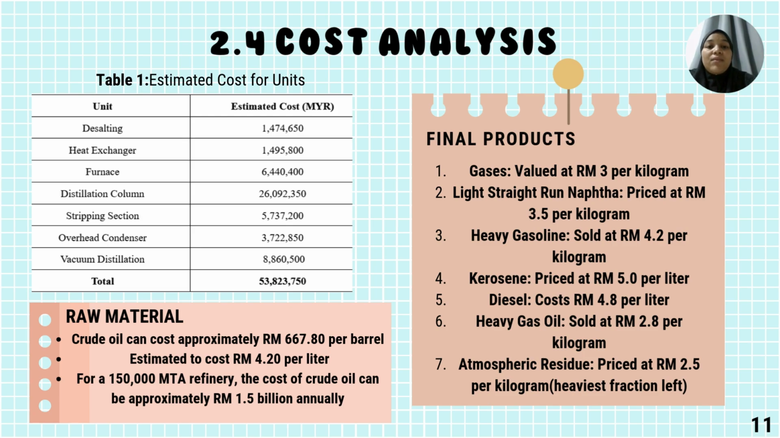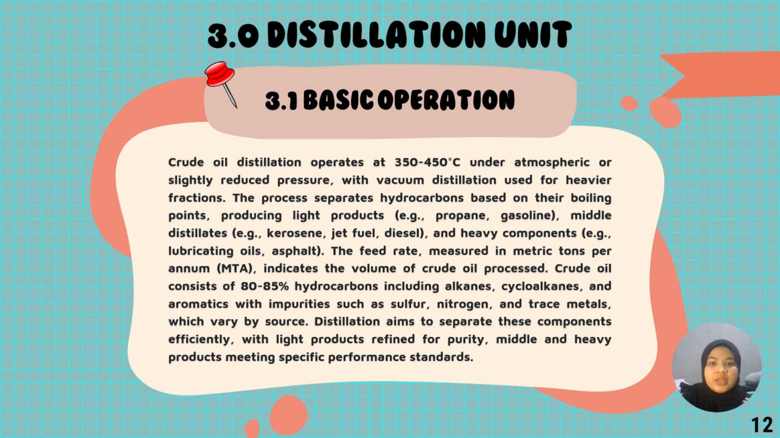And then for raw material, crude oil can cost approximately 667.8 per barrel because it is estimated to cost 4 ringgit 20 cent per liter. So for a 150,000 MTA refinery, the cost of crude oil can be approximately 1.5 billion annually. For final products, the gases are valued at 3 ringgit per kilogram, light straight run naphtha priced at 3 ringgit 50 cent per kilogram, heavy gasoline sold at 4 ringgit 20 cent per kilogram, kerosene priced at 5 ringgit per liter, diesel cost 4 ringgit 80 cent per liter, heavy gas oil sold at 2 ringgit 80 cent per kilogram, and atmospheric residue priced at 2 ringgit 50 cent per kilogram. That is the price for the heaviest fraction left in the distillation unit.